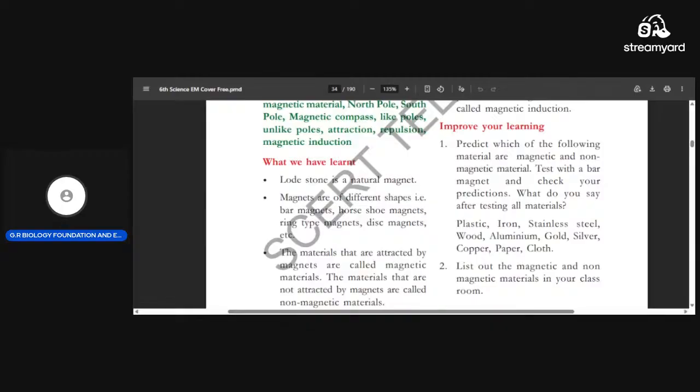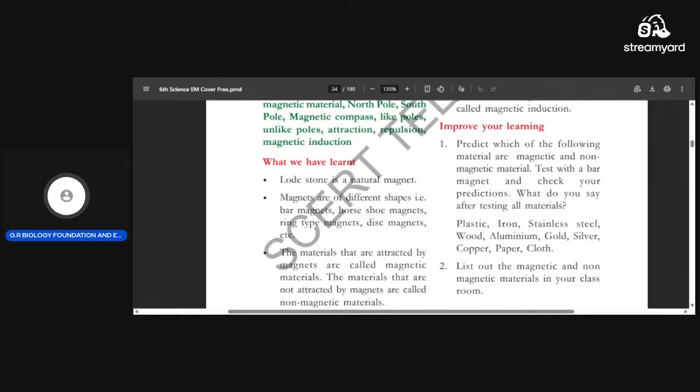For example, I thought that this plastic is going to be attracted by the magnet. After testing, what is your result? In your prediction column, what are you going to write? My prediction is wrong. I thought that plastic is attracted by the magnet, but plastic is not attracted by the magnet. That is the result. Like that, iron, stainless steel, wood, aluminum, gold, silver, copper, paper, cloth, etc.